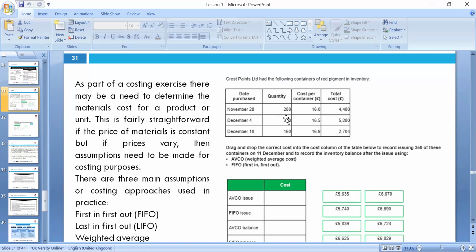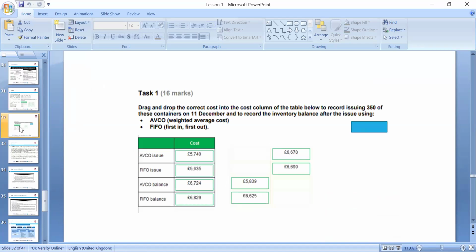Then all these will be remaining, because of the remaining total. So you can find the issuing cost, and the balance will be the total minus issuing, and that's the way we can calculate. Here, we already put in the figures.